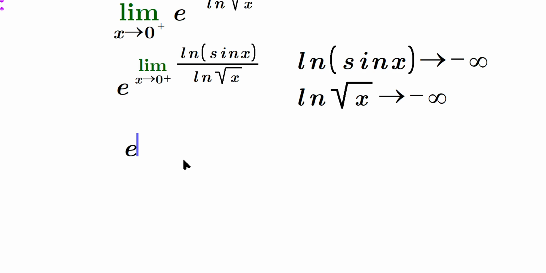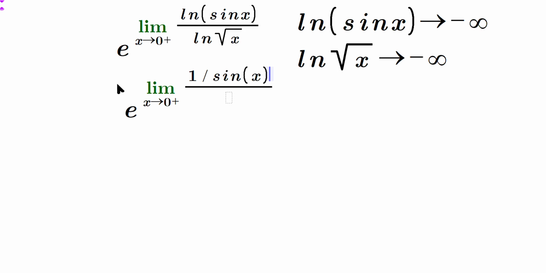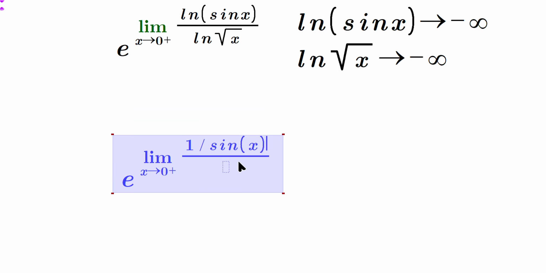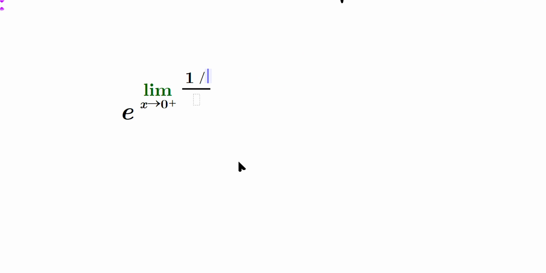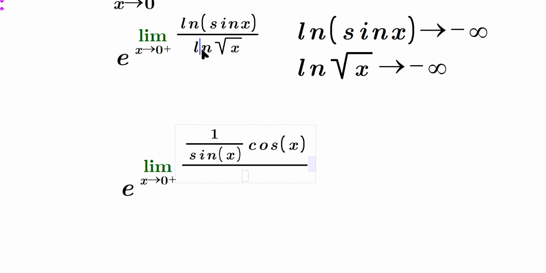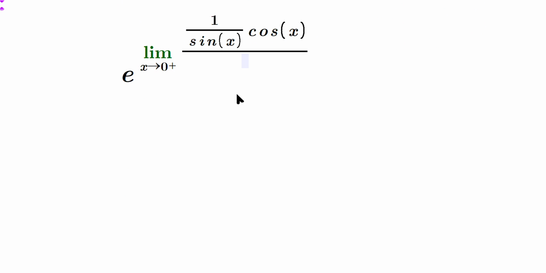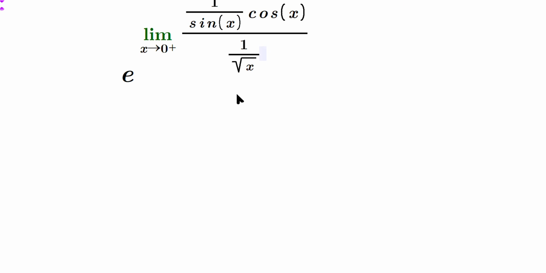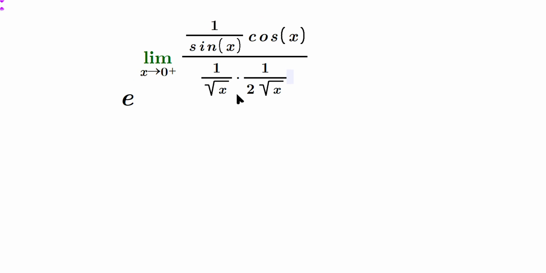We're going to have e raised to the limit as x approaches 0 from the right side. The top is going to be 1 over sine x, multiplied by the derivative, which gives a cosine x. Now in the bottom, ln of the root of x, you have to form that derivative. So it's going to be 1 over the root of x, multiplied by the derivative of the root of x, but that's just 1 over 2 square root x. That's an elementary derivative.